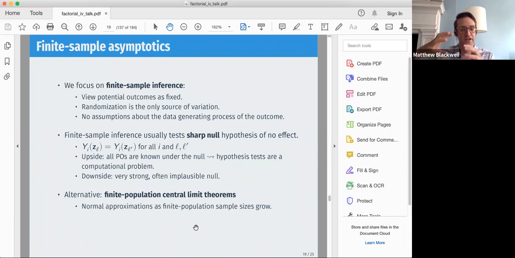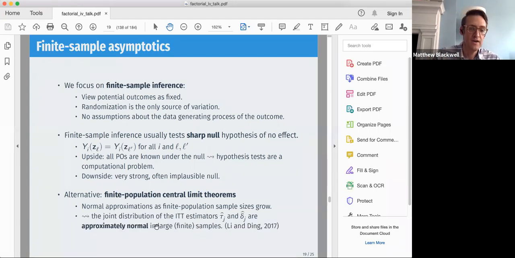So we're going to think of a sequence of populations that are growing in size, and we're going to think about what the properties of our estimators are as the size of those populations gets bigger. And when you do that, a recent paper by Li and Ding showed that the joint distribution of these ITT estimators is going to be approximately normal in large finite samples. And that's going to allow us to do things like construct confidence intervals for these quantities without making, again, any assumptions about the data generating process. We're just relying on asymptotics, which is fine, and then also the randomization.